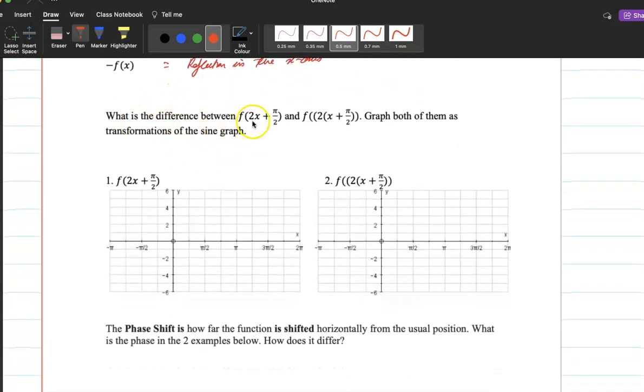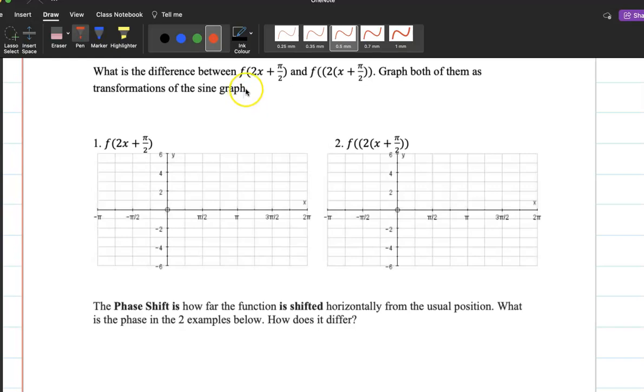So what is the difference between f(2x + pi/2) and f(2(x + pi/2))? Graph both of them as transformations of the sine graph. Here, what will you do first? Can you open your Desmos and try doing it? So what is f(2x + pi/2)? What will you do first?